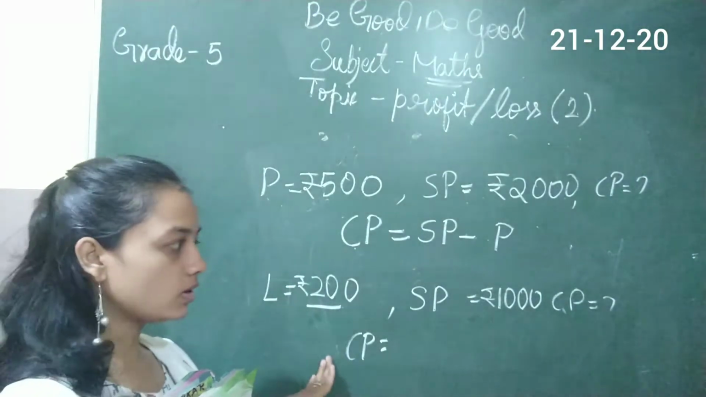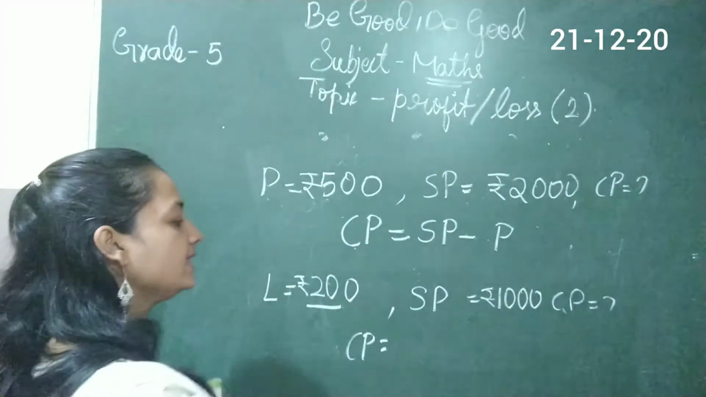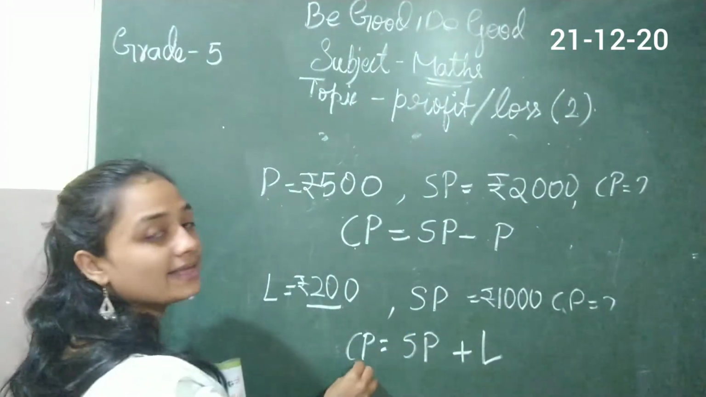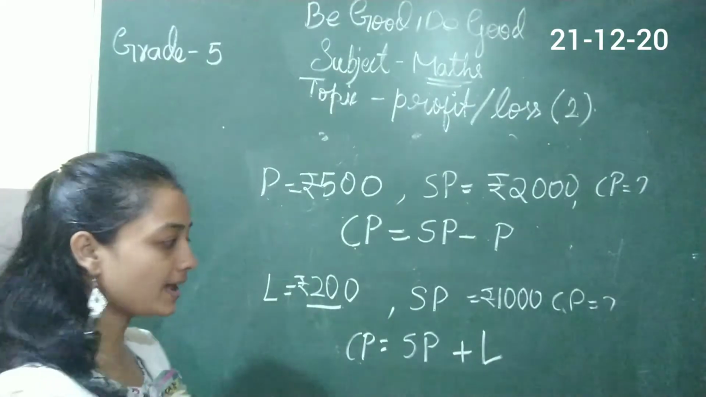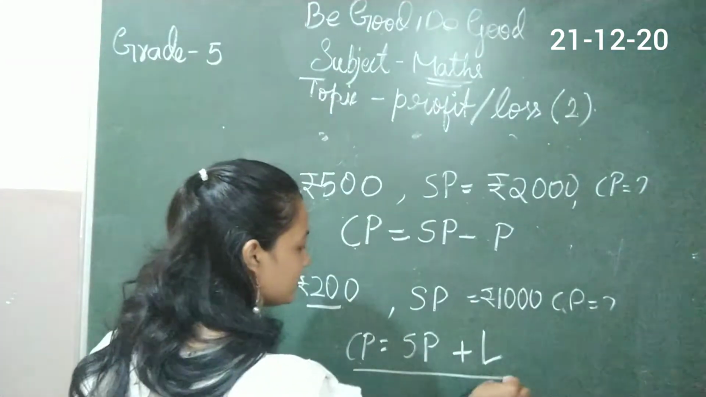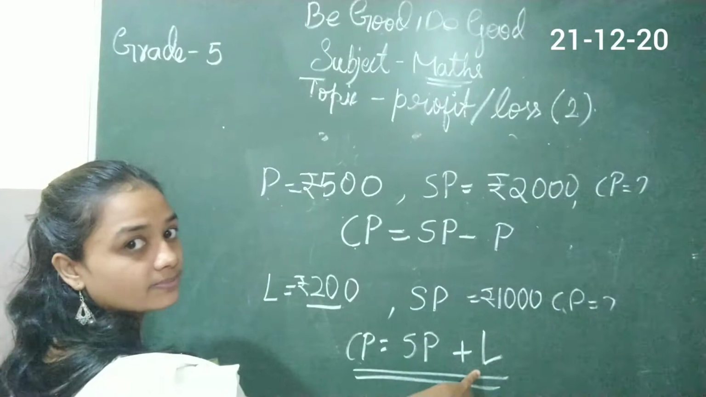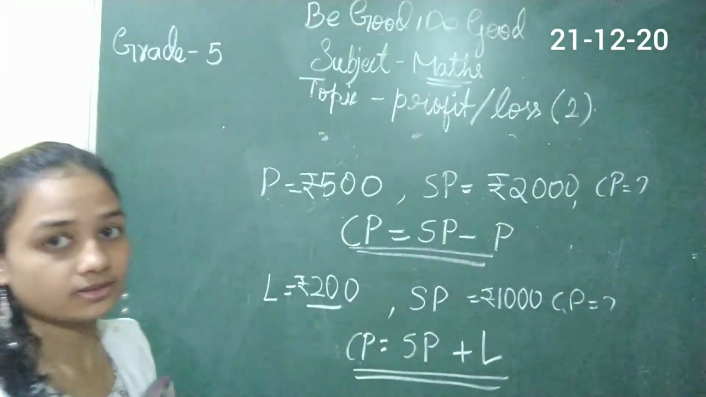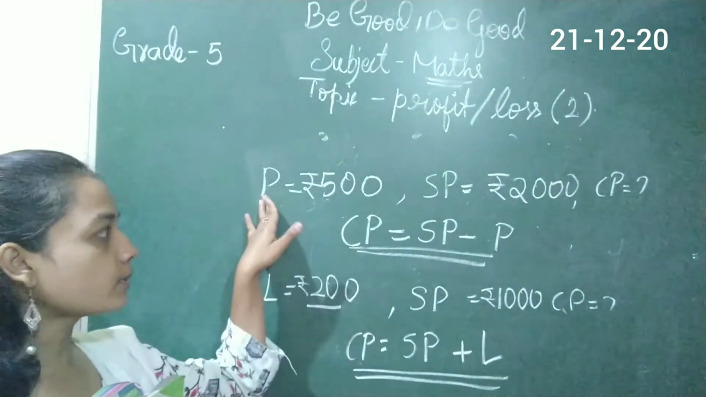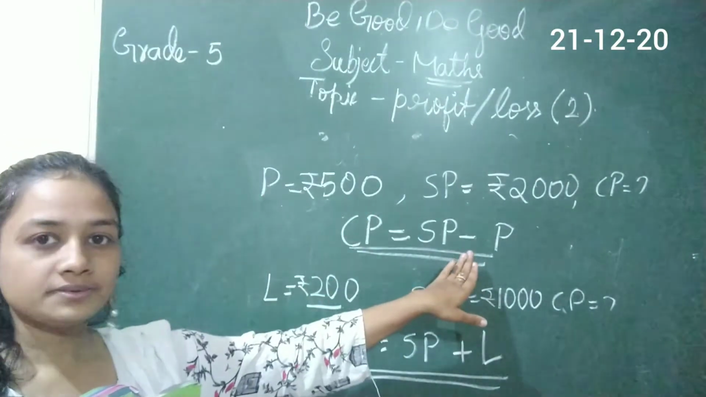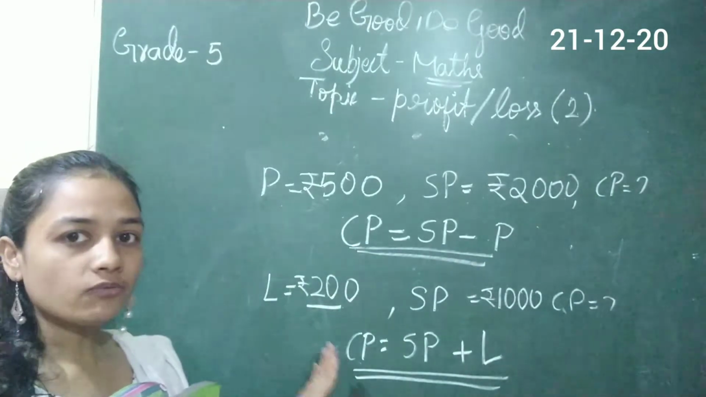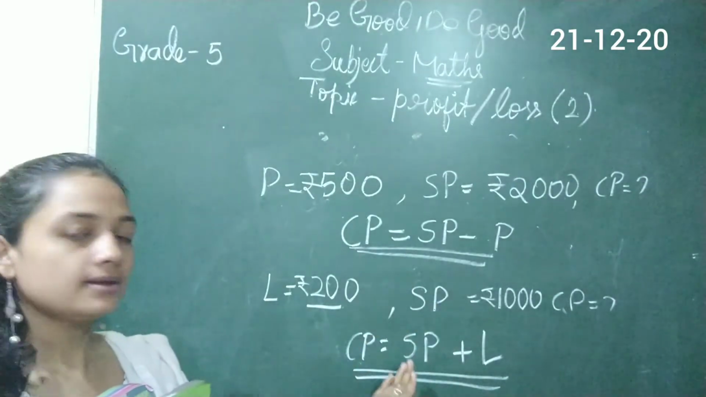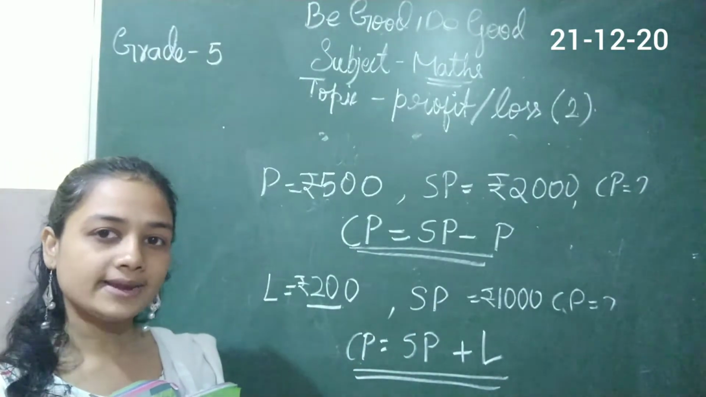So when I want to find my cost price, I will be adding the selling price with my loss. I will get my CP, cost price. So this is the formula to find CP when loss is given. This is the formula for CP when profit is given. So finding CP when profit is given, subtract, and finding CP when loss is given, add. Okay children, so this is clear. Now let's go for finding SP.